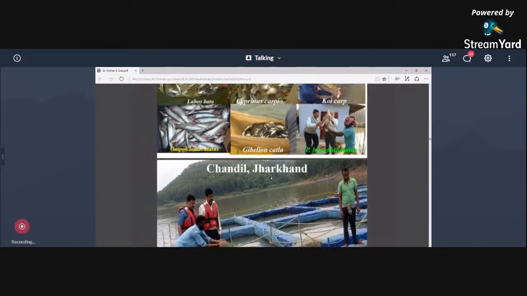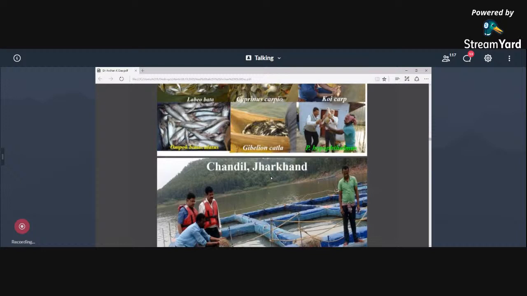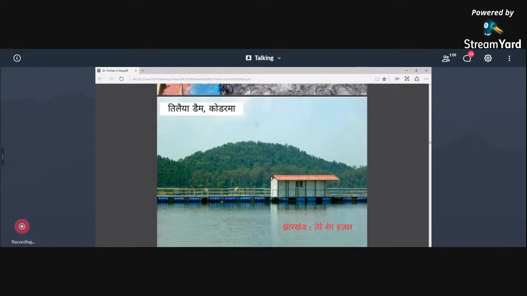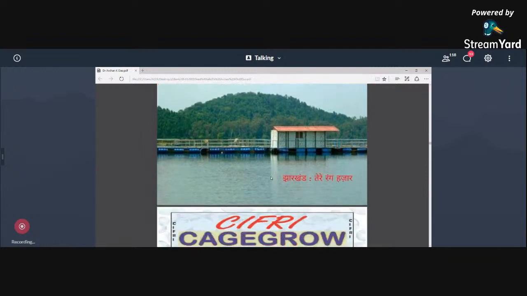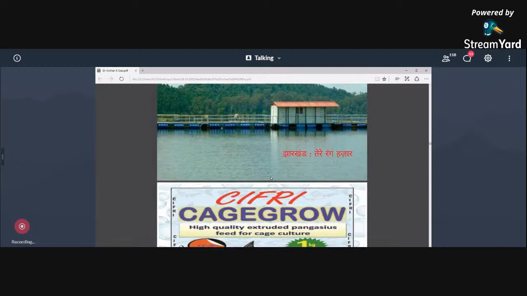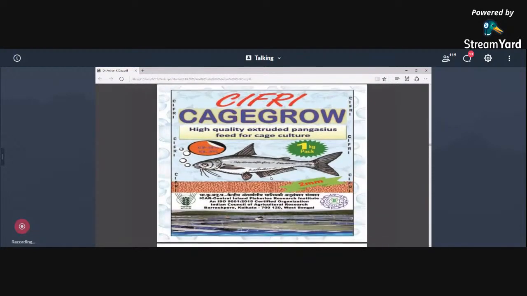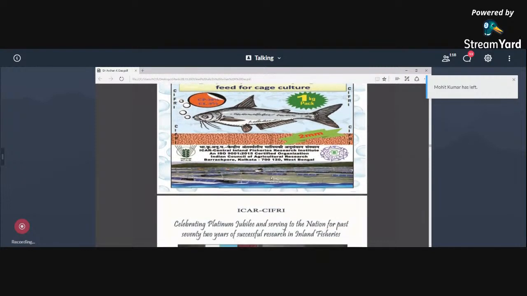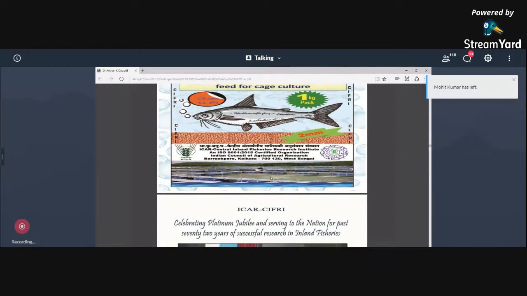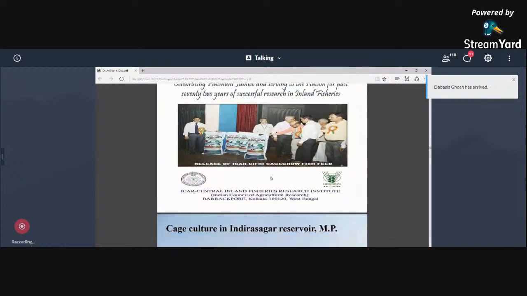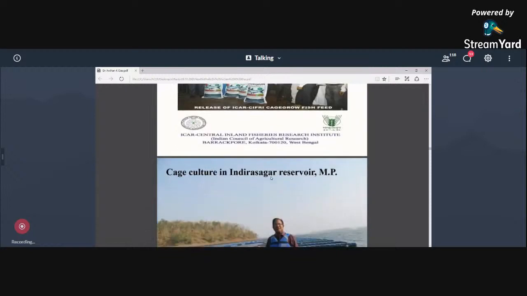These are the species to be grown under this cage culture, which our director viewed, and it is very good. This is a very good option for Naxalites: more than 90% of Naxalites have been brought into normal life through this cage culture system. CIFA has also developed cage grow feed side by side, and we are promoting it; it is already marketed and works well. Next slide, please.